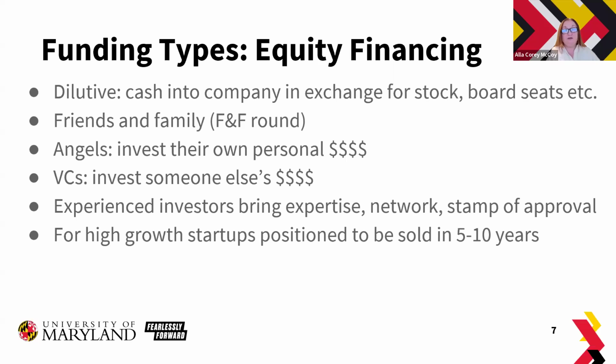High growth startups, those are the ones that are positioned to be sold in 5 to 10 years. Those are the ones that go for equity investors, such as angel investors and venture capitalists. So venture capitalists and angel investors usually invest in companies that are going to be growing really fast, very quickly, and will be sold in the next 5 to 10 years because that's how they make money.